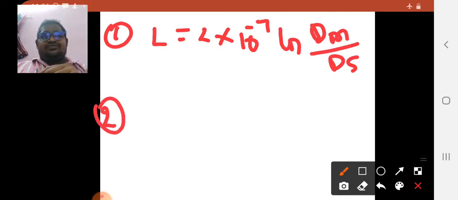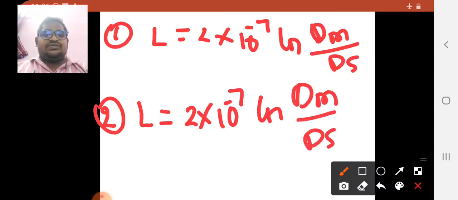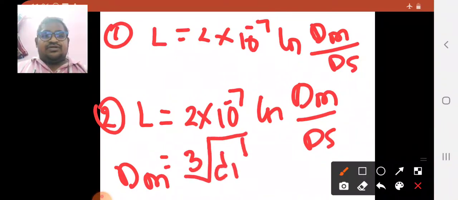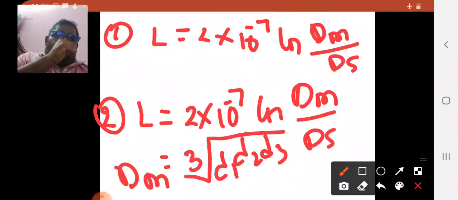Next, the second one, single circuit 3-phase line. Inductance per phase per meter is equal to 2 × 10^-7 ln(Dm/Ds), where Ds is equal to 0.7788 r and Dm is equal to the cube root of D1 D2 D3.